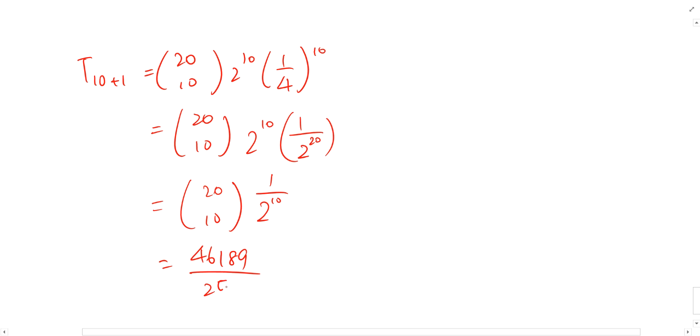46189 divided by 258. For those of you who say you get a number that doesn't end, I want you to key this fraction in and see whether it is the same fraction as yours.